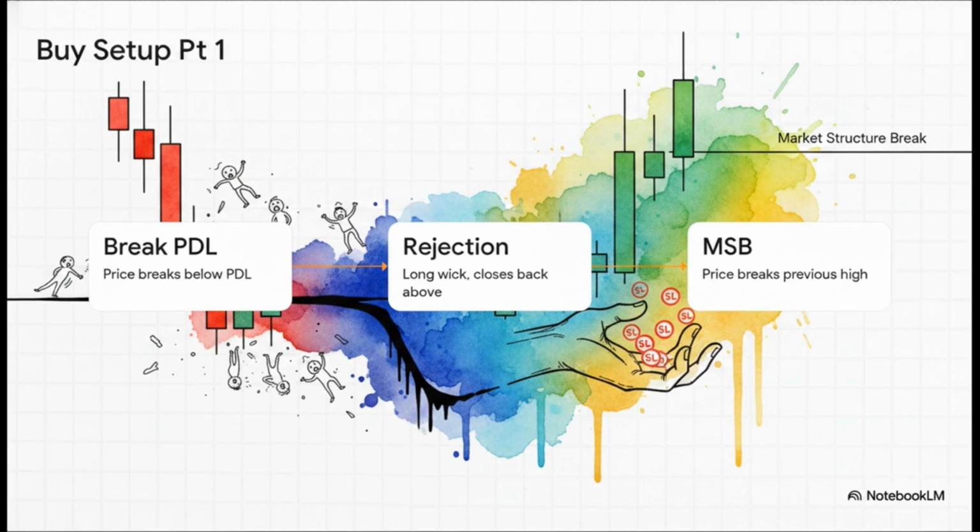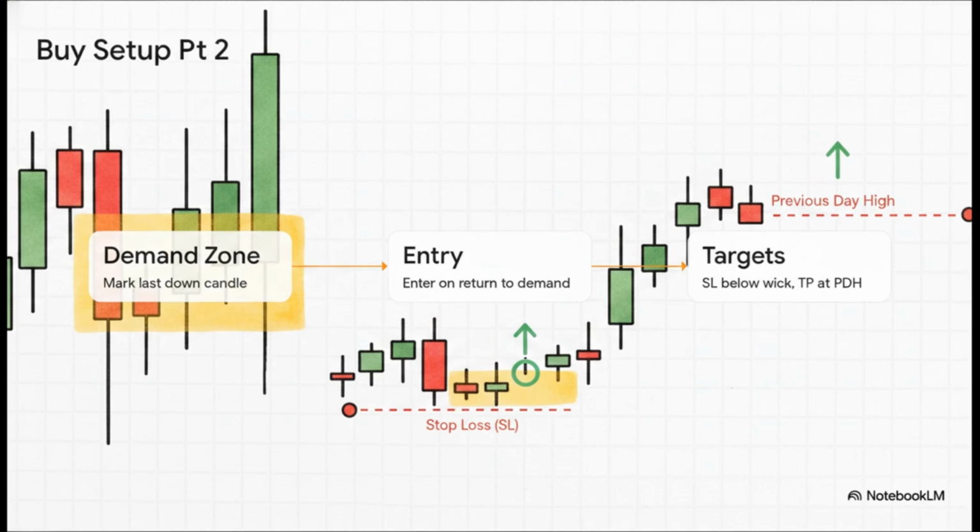Finally, to prove they've taken control, price surges and breaks the previous high. There's your market structure break. With that confirmation locked in, you find the final down candle right before that big rally. Highlight that area. That's your demand zone. Do not chase the rally. Just stay calm and enter only when price naturally retests that demand zone.